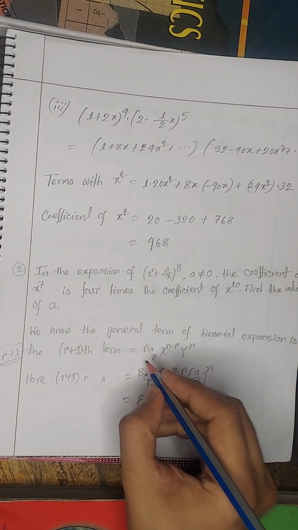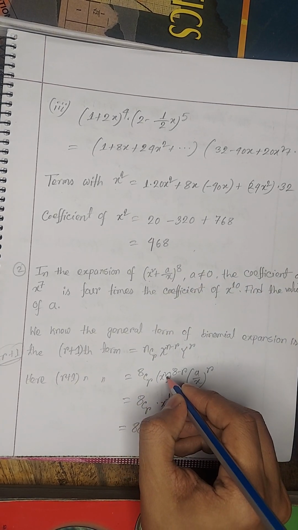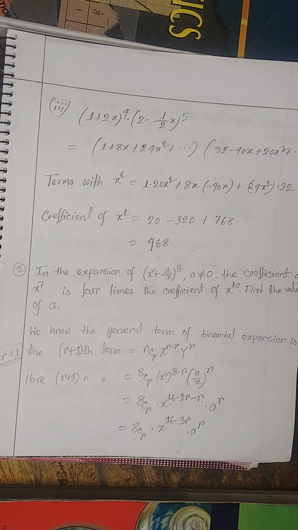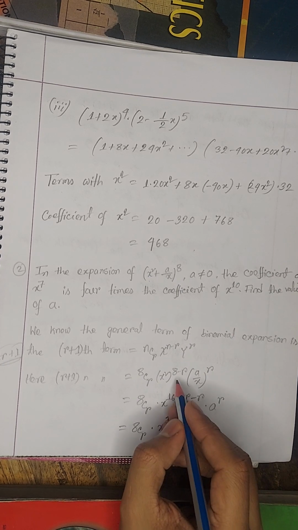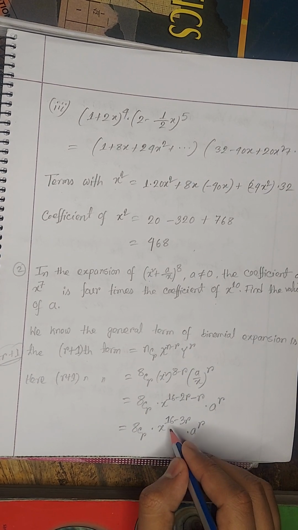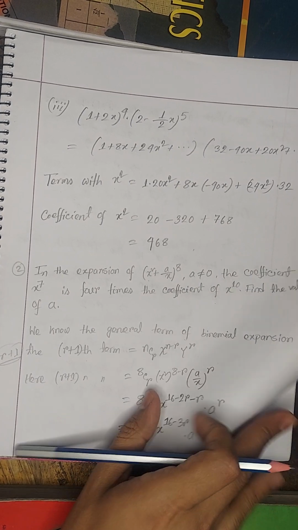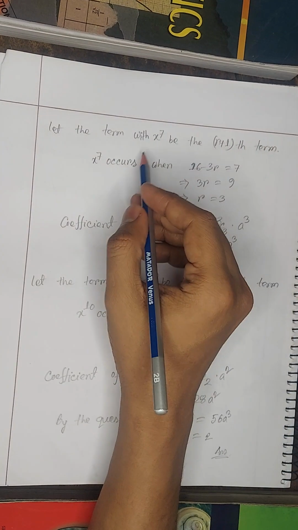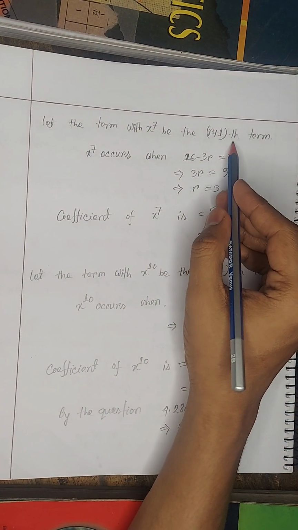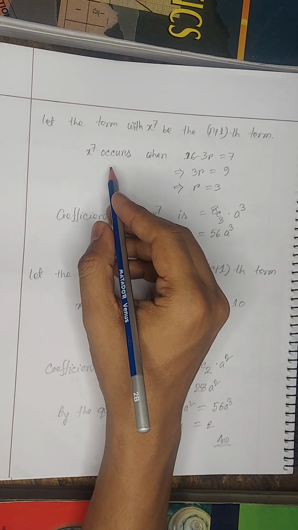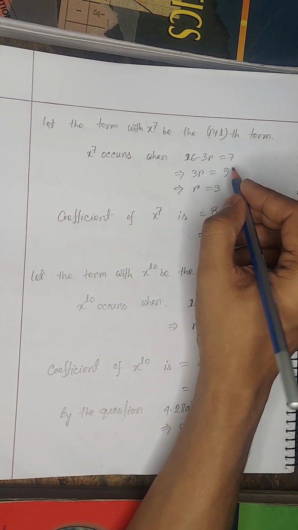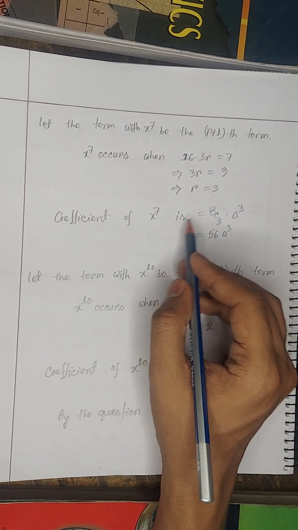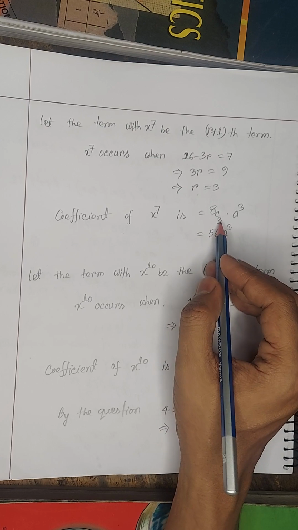Here the power is 8, so the value of n will be 8: 8Cr x square to the power 8 minus r, and a divided by x to the power r, and after we multiply the powers we get 8Cr x to the power 16 minus 3r and a to the power r. Then the term with x to the power 7 is the r plus 1 term. Then x to the power 7 occurs when 16 minus 3r is equal to 7. Then r will be 3, and the coefficient of x to the power 7 is 8C3 a cube.